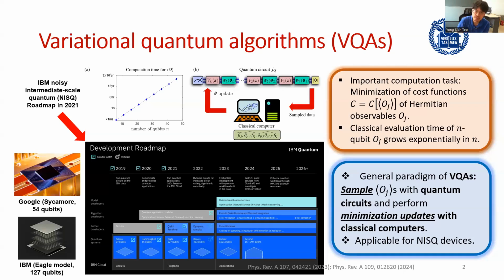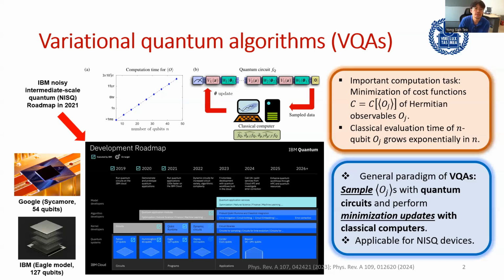Whenever we talk about variational quantum algorithms, or VQAs, we are more concerned with the following computation task, namely to minimize cost functions, let's say C. This function is usually a function of some Hermitian observables. Such functions are classical functions, so they can be written as the trace, or in general expectation values, of observables like these. But if you were to do this on a classical computer, then computing expectation values of such observables will scale exponentially in the number of qubits, n.